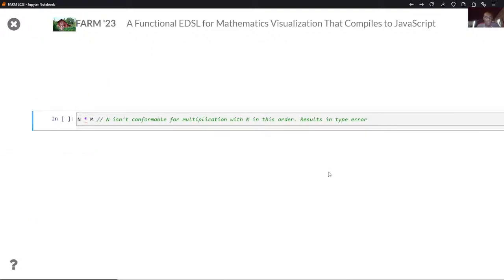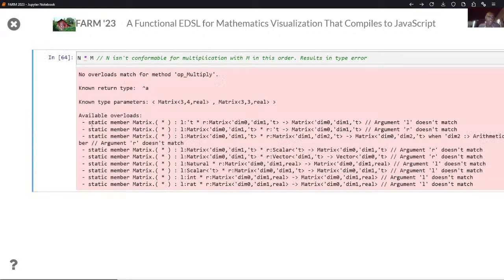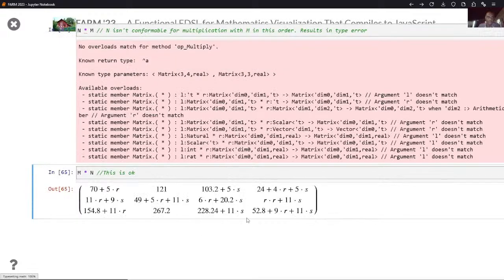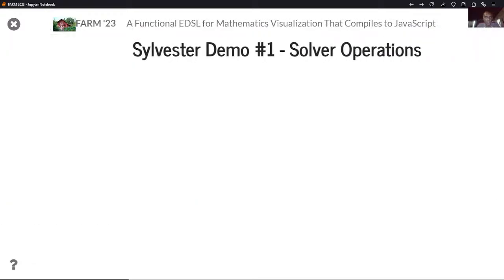Now, because Sylvester uses number-dependent types, if we look at this particular operation, this isn't conformable. So n by m isn't conformable for multiplication in this particular order. If we try to execute this, it actually gets a type error because the two aren't conformable for multiplication. But in the other order, these two are conformable, so this is okay.